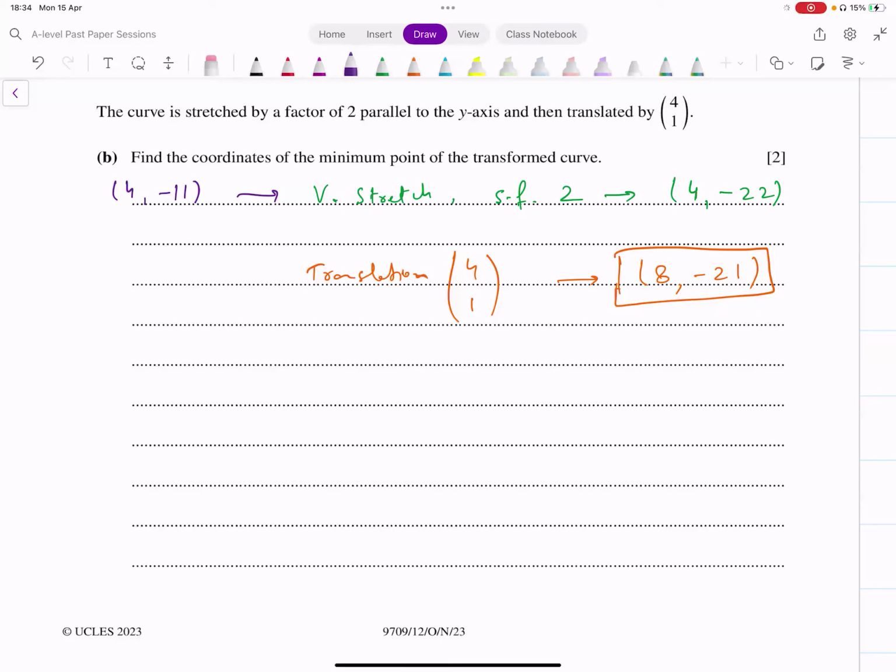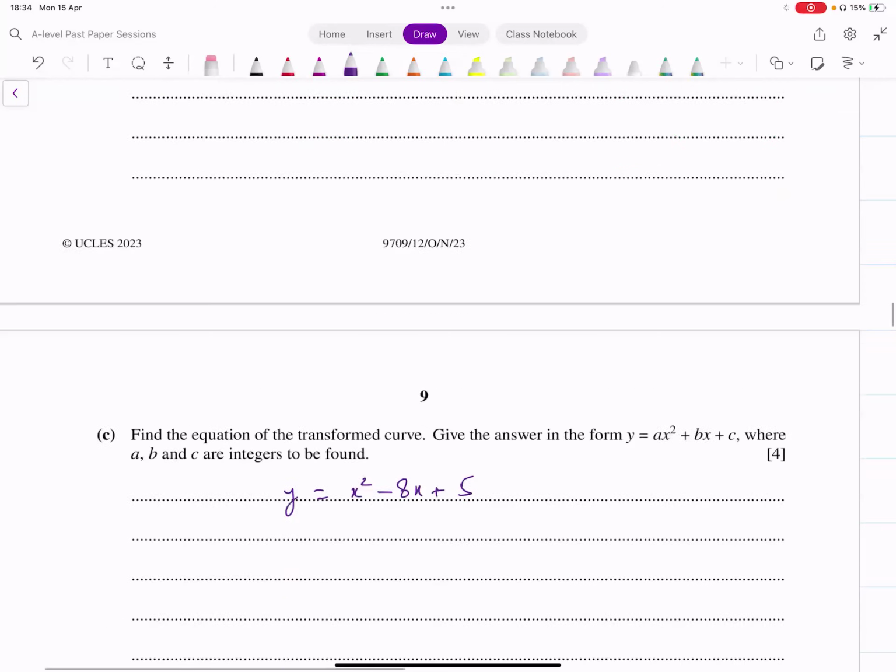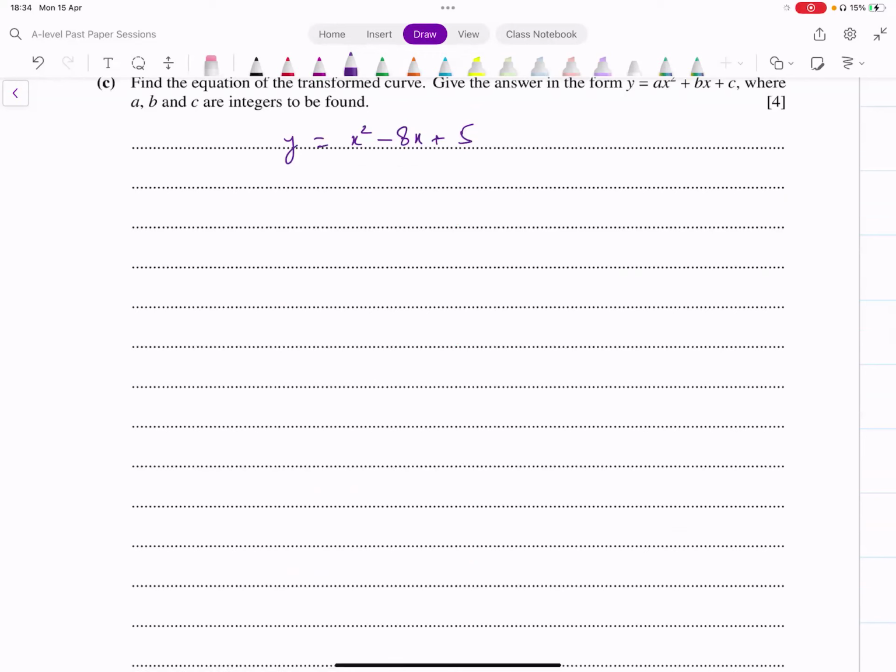What are the transformations? It says it's a vertical stretch with scale factor 2. What does that mean? The whole function is going to get multiplied by 2, right? Because the whole function is y. Y equals this whole thing. So the y coordinate gets multiplied by 2. So that's the first transformation that happens. After the vertical stretch with scale factor 2, the function becomes 2 into x squared minus 8x plus 5.